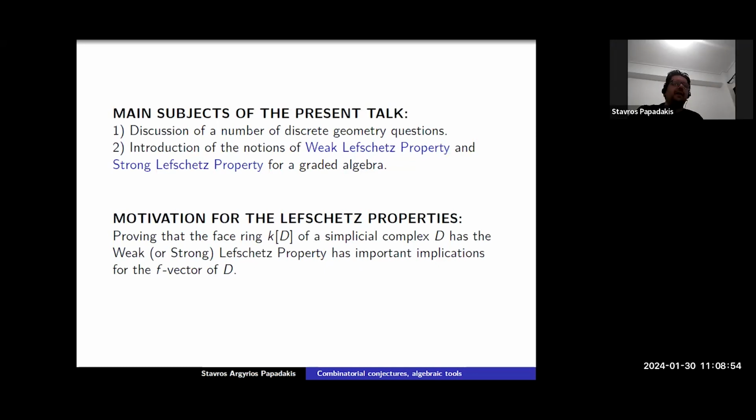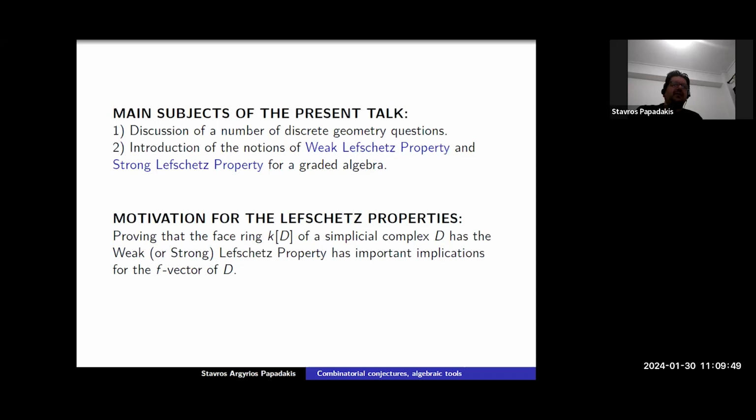Let me start. There are two main subjects in the present talk. The first subject is to discuss in the beginning a number of interesting discrete geometry questions related essentially to F vectors of convex polytopes and simplicial spheres. The second is to introduce the well-known notions of weak left-edge property and strong left-edge property for a graded algebra.